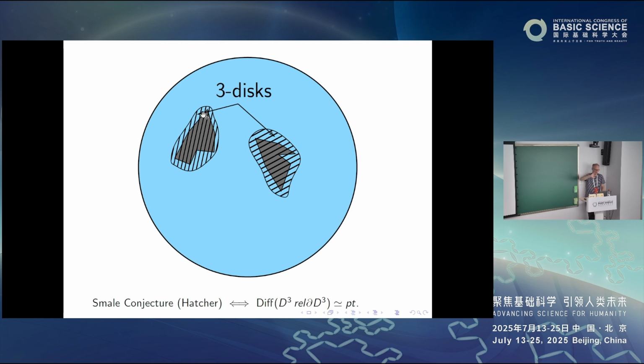By Schoenflies, you can fill that in. You can map the three disk in. You can extend it to an embedding of the three disk into the three sphere, right? But now just pull back the metric from the three sphere, and that will give you a metric with curvature one on that three disk, okay? So we've extended the metric, okay?